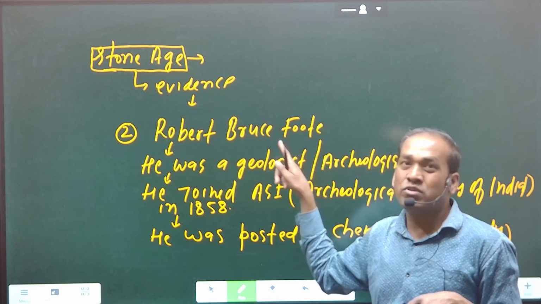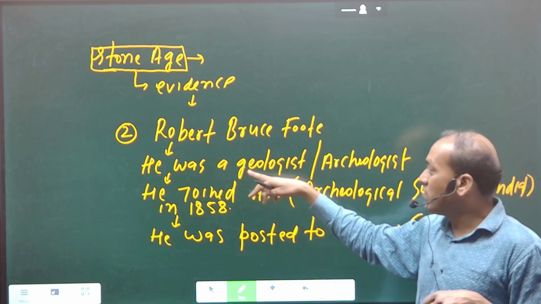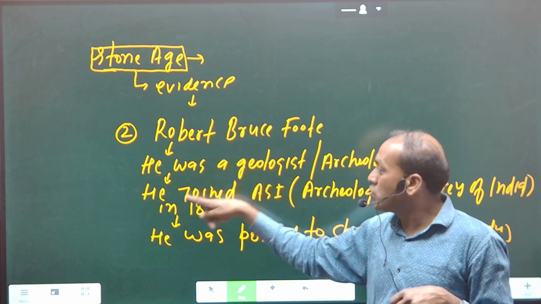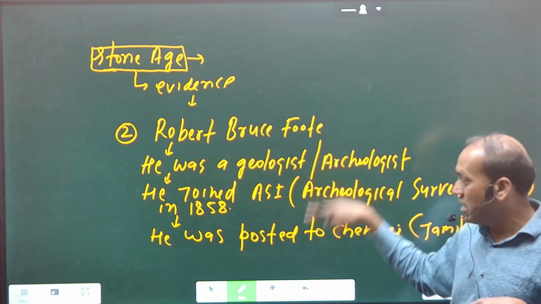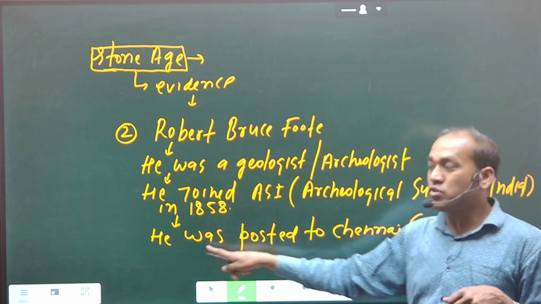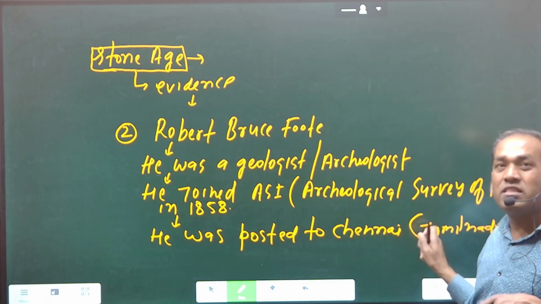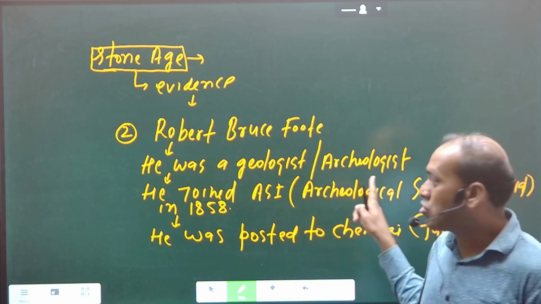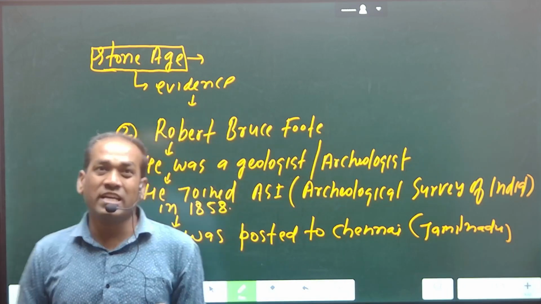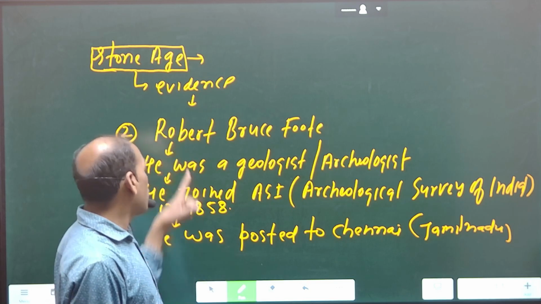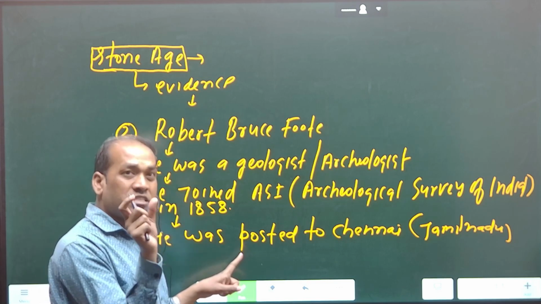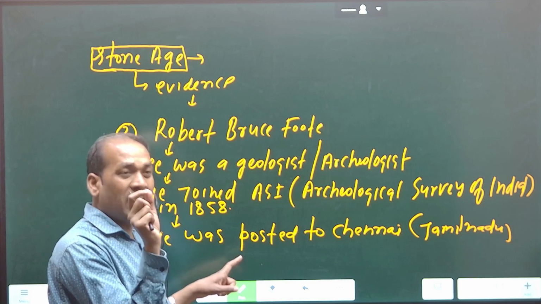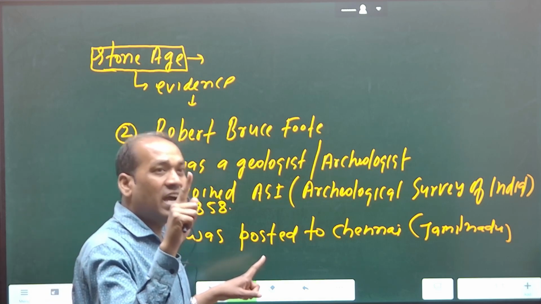Robert Bruce Foote came from England. Okay, he was a geologist, archaeologist. In 1858, Robert Bruce Foote joined the ASI department in India, and then he was posted to Chennai, Tamil Nadu. And in Chennai, this Robert Bruce Foote discovered a stone tool, and the stone tool was a hand axe.